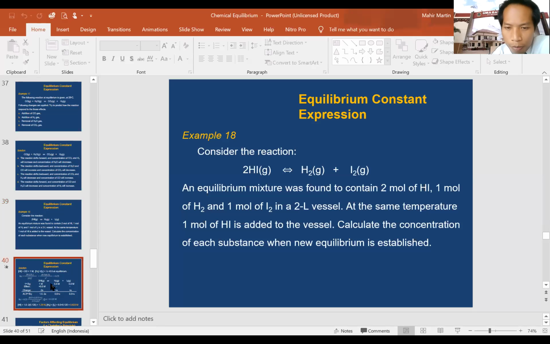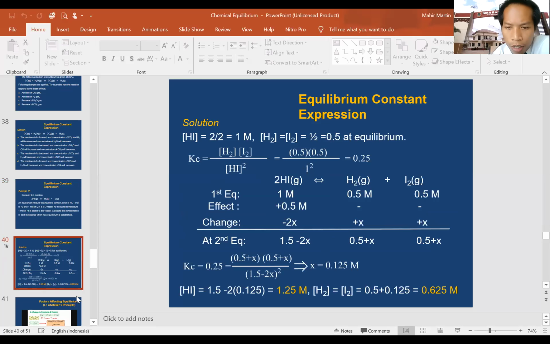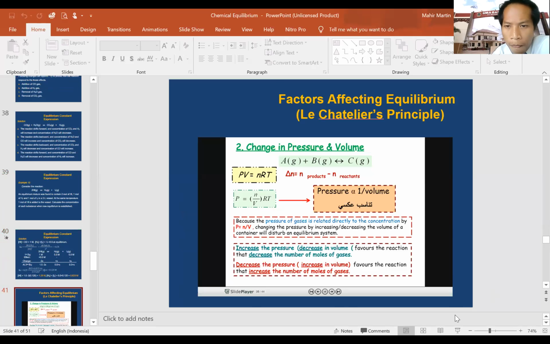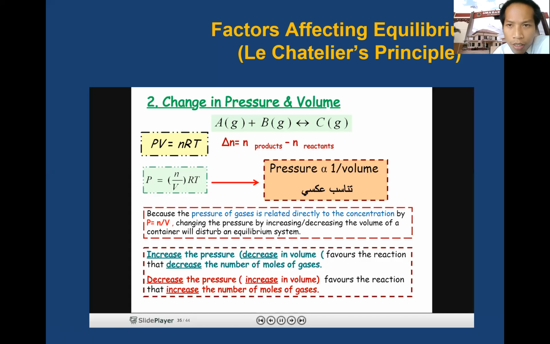So this is the answer. And then the next one is this, the effect of pressure. Actually, when we're talking about pressure, pressure and volume are the same. I mean they are one package. What I mean by one package is, if I increase the pressure, automatically the volume will decrease, because this is automatic.